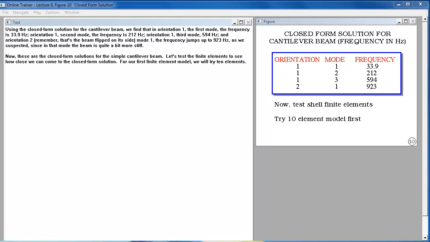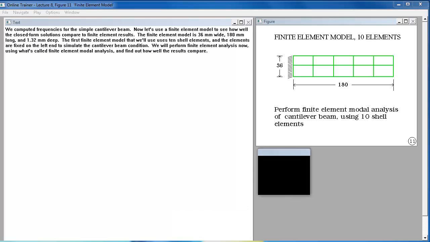Let's test the finite elements to see how close we can come to the closed form solution. For our first finite element model, we'll try 10 elements. We computed frequencies for the simple cantilever beam. Now let's use a finite element model to see how well the closed form solutions compare to finite element results.